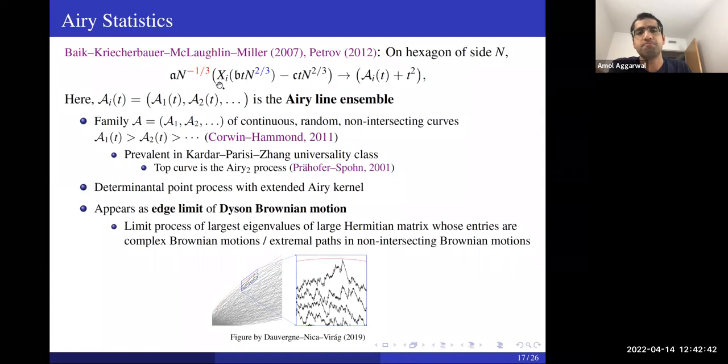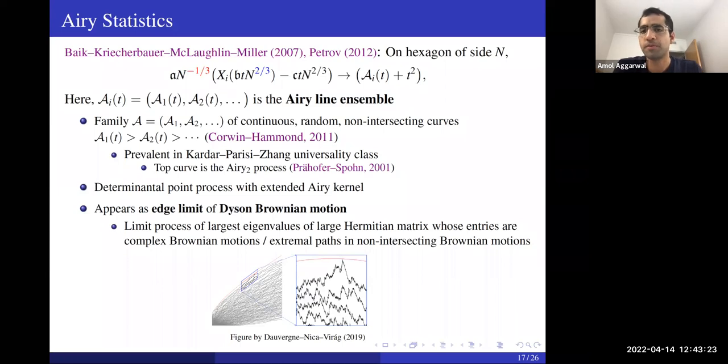So if I look at xi of t times n to the 2/3, and I subtract away some law of large numbers for it, and I divide down by n to the 1/3, this will converge to this family of curves, this curve Ai of t plus some shift t squared. So this is some limiting random continuous curve, and this family of curves Ai(t), which is A1(t), A2(t), etc. You imagine these are like the scaling limits of these extreme paths near the boundary of the liquid region.